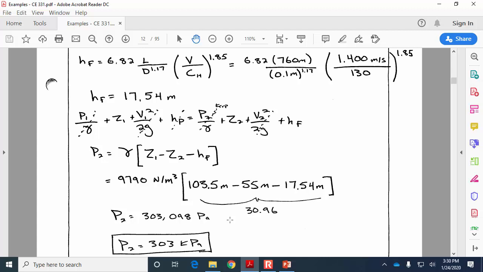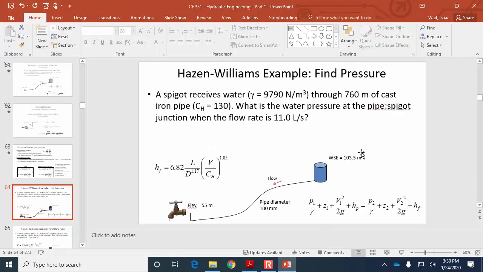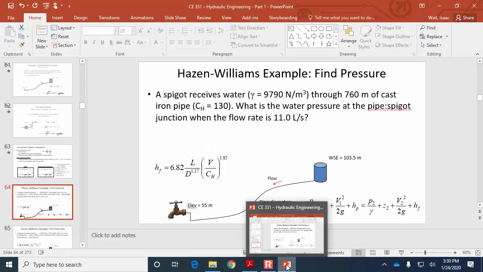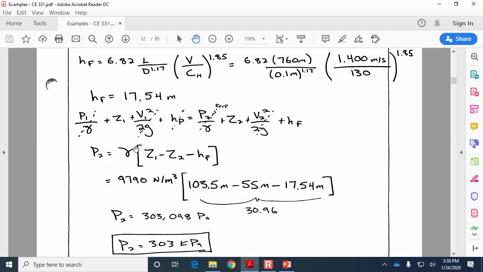All right. So did anybody finish the calculations and find that the pressure at location 2 should be about 303 kilopascals? I don't know. I have exactly the same numbers up to there. So look at the elevation difference, from 103.5 to 55. So let's see if that's right. So 103.5 and 55. So that's rearranging the energy equation to solve for P2.